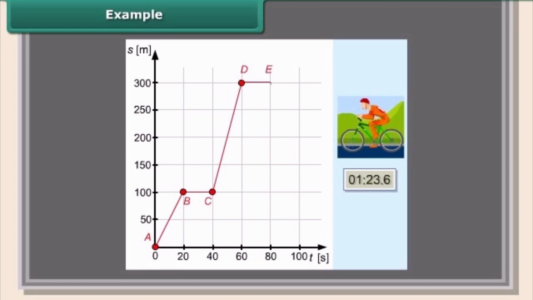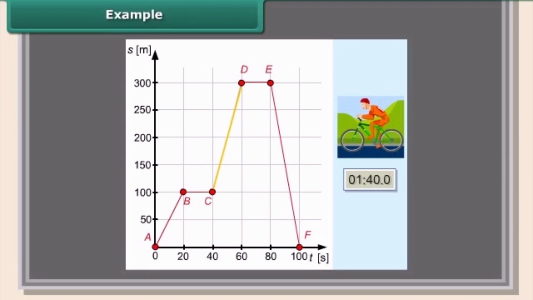We can also find the type of motion with which he was traveling along particular segments, the speed, the distance he covered, and even his direction of movement. So from segment AB, we can discover that the cyclist covered a distance of 100 meters in 20 seconds, moving at a constant speed of 5 meters per second. Segment BC indicates that the cyclist stopped after having traveled a distance of 100 meters.